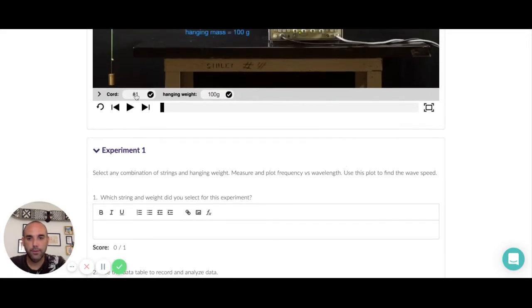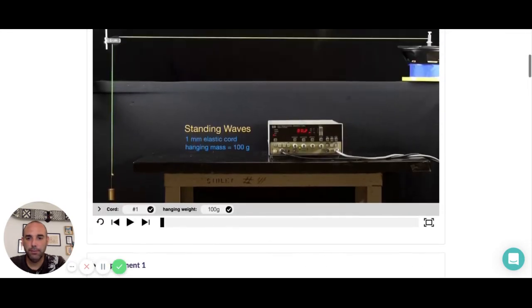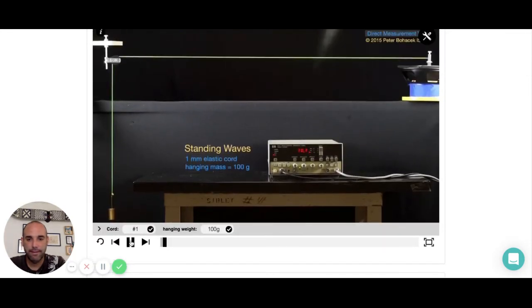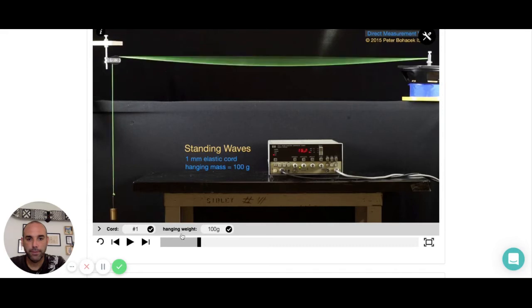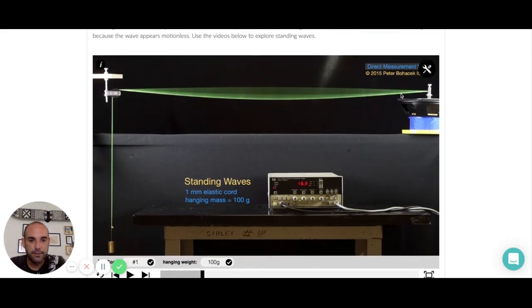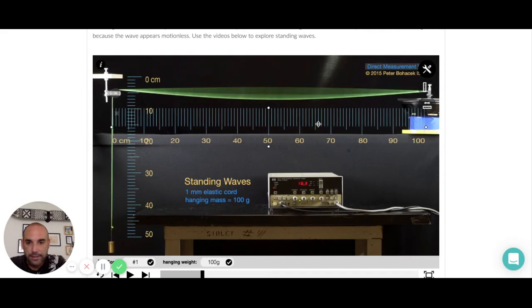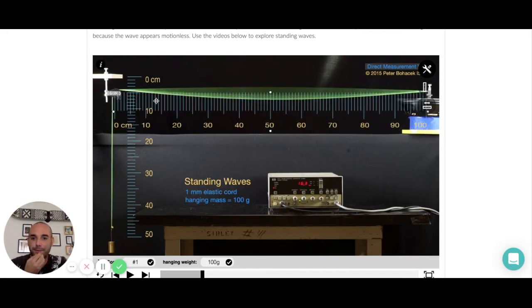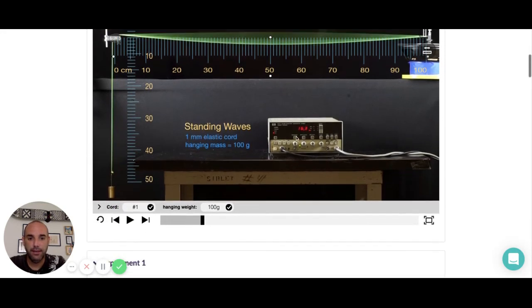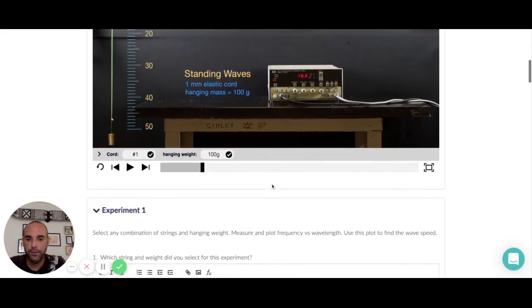So here I selected cord number one and 100 grams. And then when I hit play, it's going to make a loud noise. Okay, I see it around 16. Yeah, around 16 hertz, I get my first harmonic. And if I click my tools, I'm going to put in my ruler. I can see using the ruler that the length of that rope is 1 meter. And for the first harmonic, the wavelength would be 2 times that length. So for the first harmonic, my wavelength is 2 meters, and the measured frequency is around 16.3 hertz.